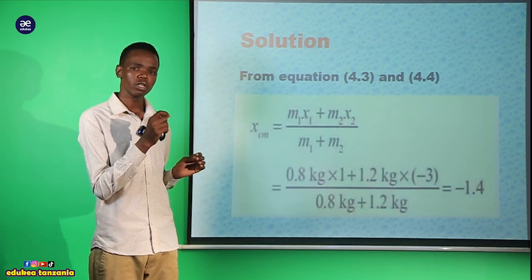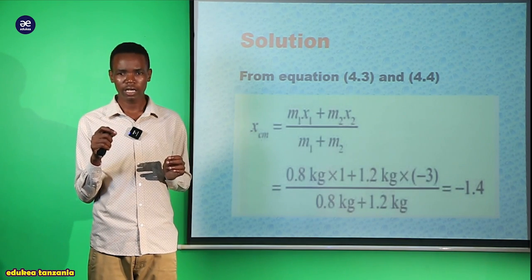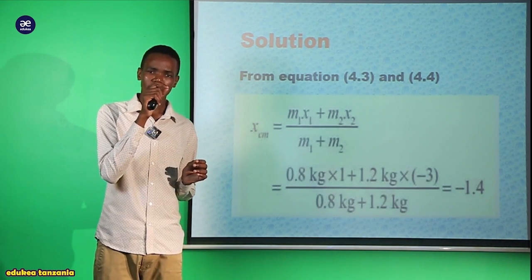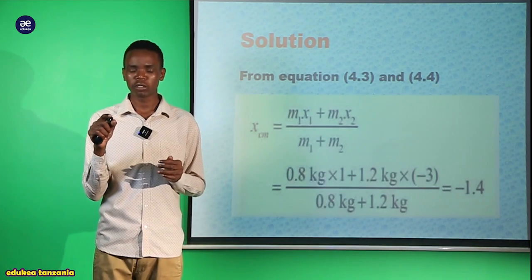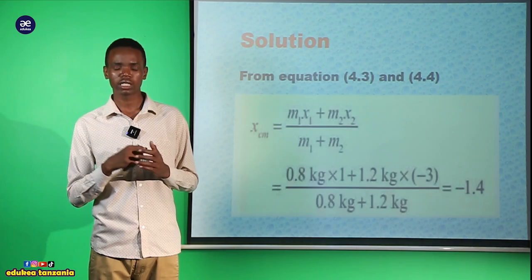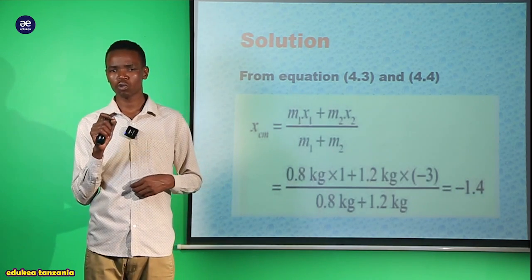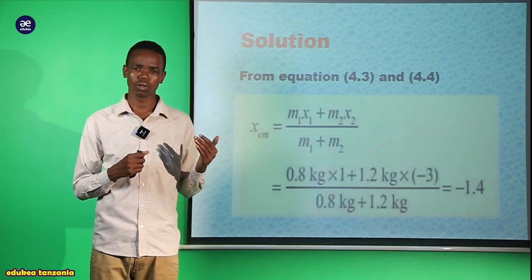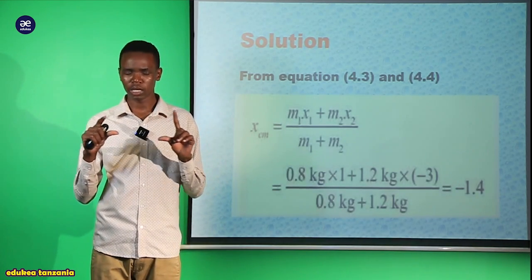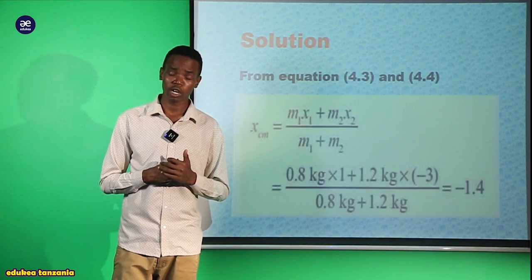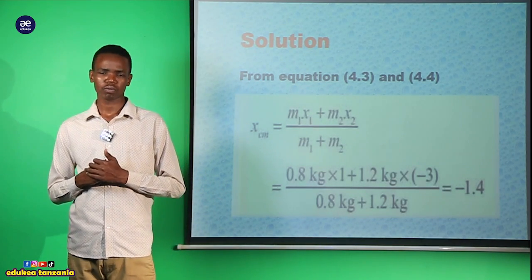It means x_cm must be equal to the summation from i equals 1 up to n of m_i times x_i, divided by the summation from i equals 1 to n of m_i. But n is given as equal to 2 here, because we have two particles, a summation of the masses as we try to observe here.